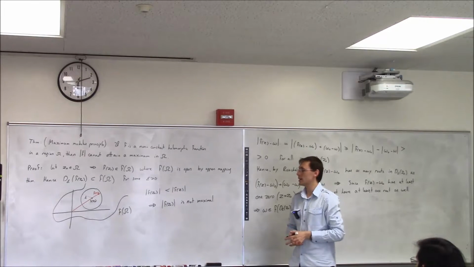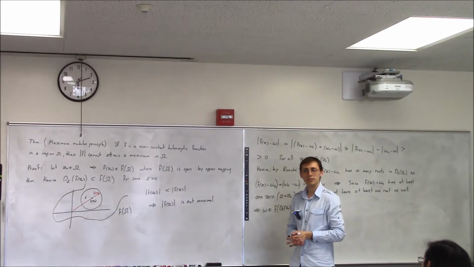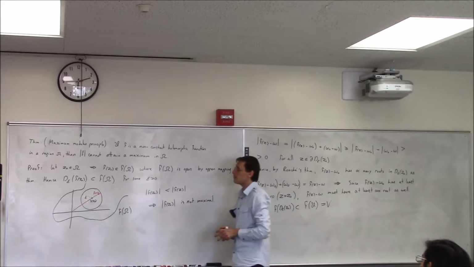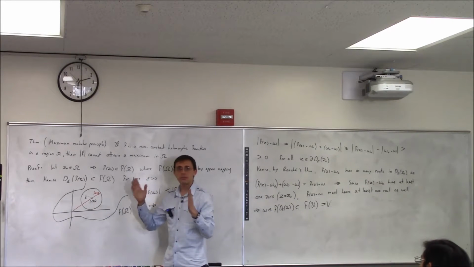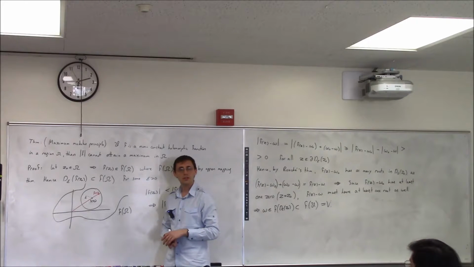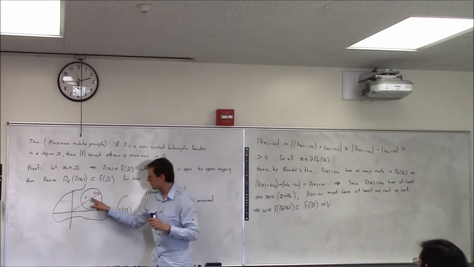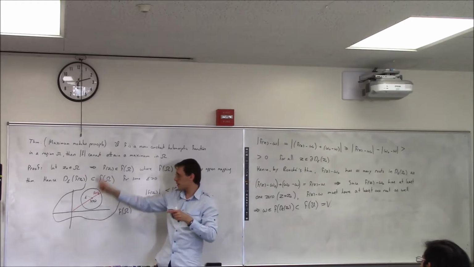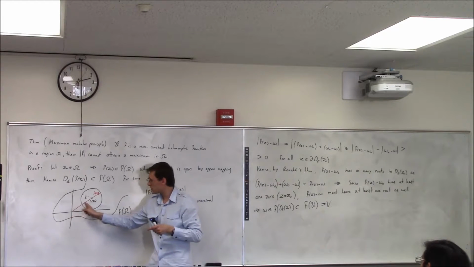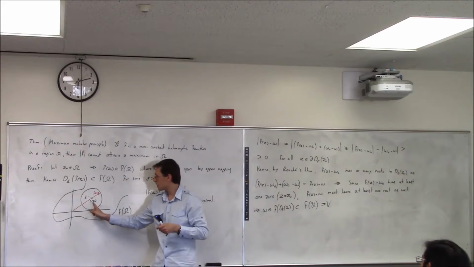Does the modulus attain a minimum in the region? Well, let's just look at this picture. Here's f of Z0. Is f of Z0 possibly the minimal modulus here? No, not in this picture. Why? Because you take this point and you go back, right? You're inside of a disk. You can just take this point, trace it to the origin, and go forward or backwards. So that would not be the minimal value.